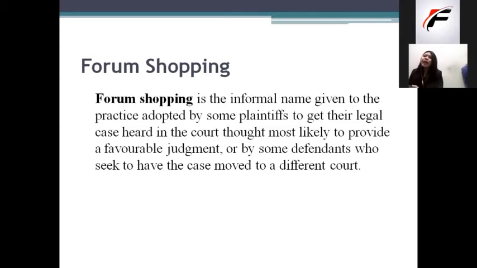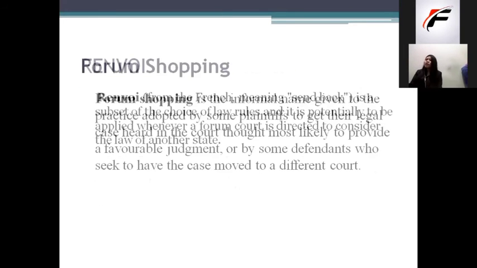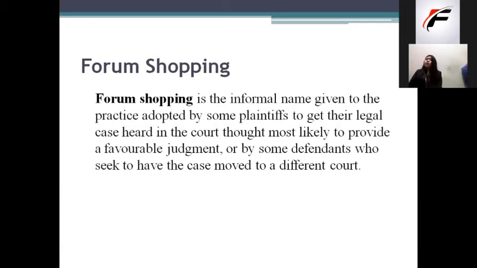when Mr. A searches, when one person searches for a forum that has a favorable judgment for themselves. And to avoid renvoi or forum non-conveniens, we have to do forum shopping first. So it will not waste our time to send the case to the wrong court.